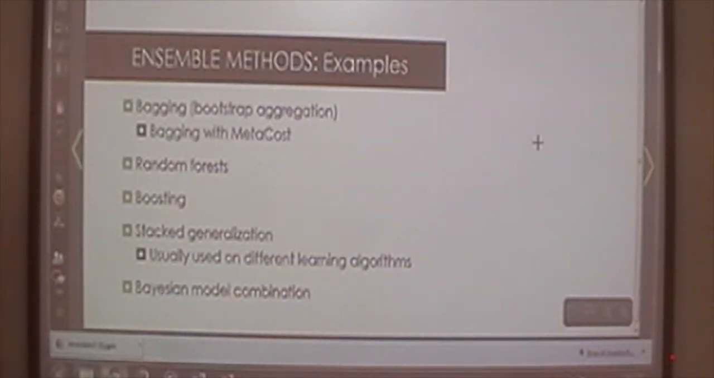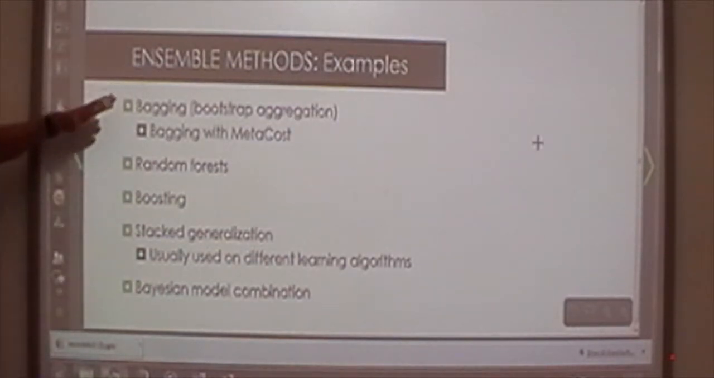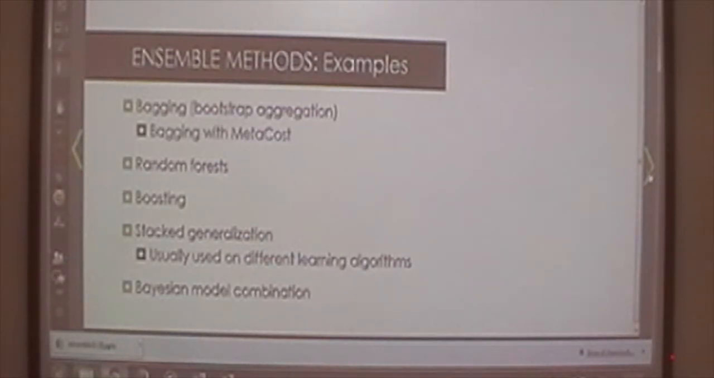And the last one that we'll talk about, although there are others, is bucket of models. There are many others in the literature. We're going to pretty much stick to these 5 basic types. The last one being Bayesian, Thomas, I think it's Thomas Bayes again, Bayesian model combination.